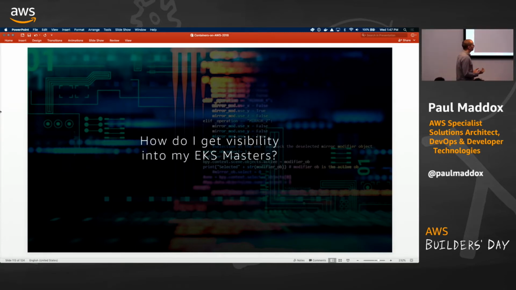So the master nodes and etcd nodes, you're not going to be able to SSH into them. They do not appear as EC2 instances in your AWS console. These are part of the managed offering. So in terms of visibility, we're going to be exposing a couple of things from the masters for you.